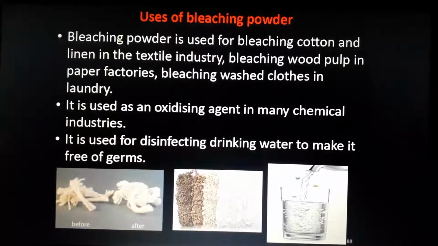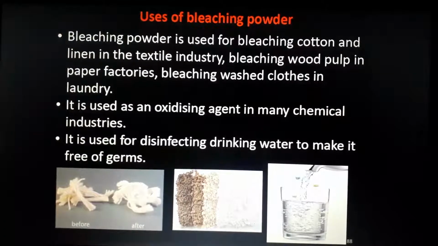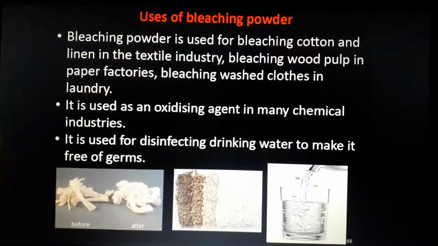But when paper is made from wood pulp, actually its color is a bit yellowish. Understand? Because impurities are there. And if you use this bleaching powder, it will bleach out and purify the impurities, and it will make the paper pure white.